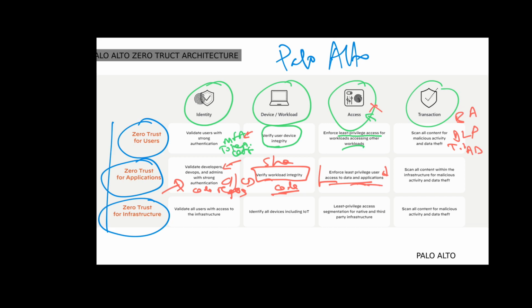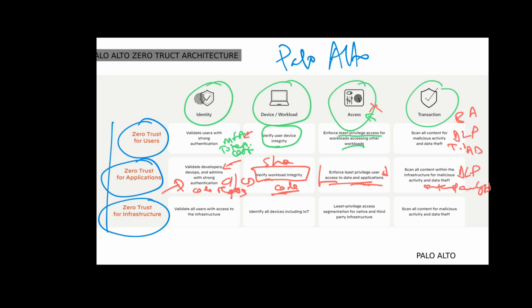And then on transactions, zero trust for application transactions, we scan content within the infrastructure for malicious activity and identity theft. So still, data loss prevention against applications. We also need to do content analysis, scanning the activities of an application in our environment.